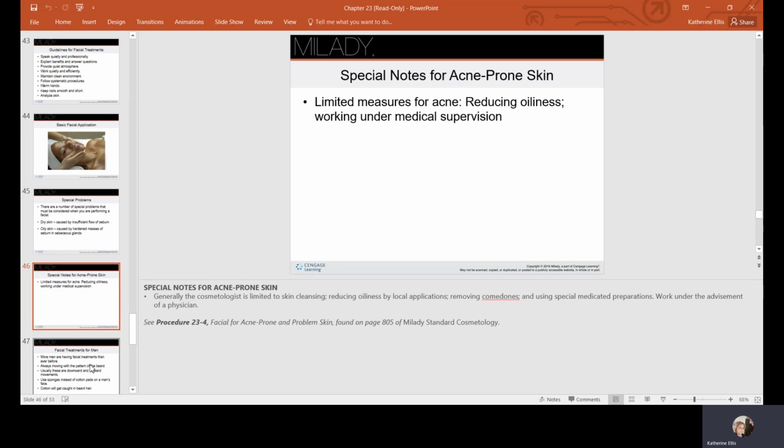Special notes for acne skin. We want to reduce oiliness while working under medical supervision. Again, as I stated earlier, if they have really full-blown cystic acne, that's more than just a few pimples here or there, you really need to refer them to a dermatologist. It's not something that we can necessarily treat in a facial setting. They need prescriptive medication.